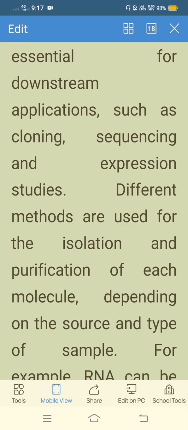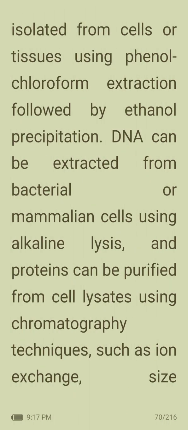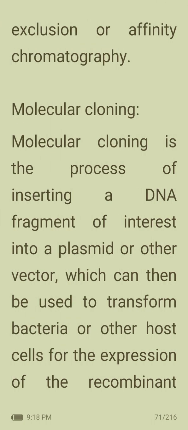For example, RNA can be isolated from cells or tissues using phenol chloroform extraction followed by ethanol precipitation. DNA can be extracted from bacterial or mammalian cells using alkaline lysis, and proteins can be purified from cell lysates using chromatography techniques such as ion exchange, size exclusion, or affinity chromatography.